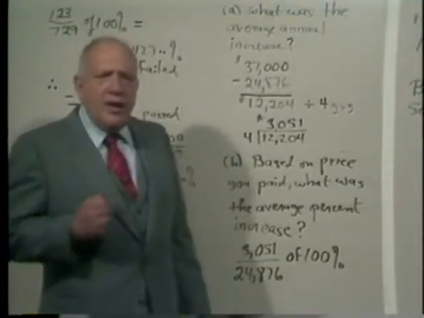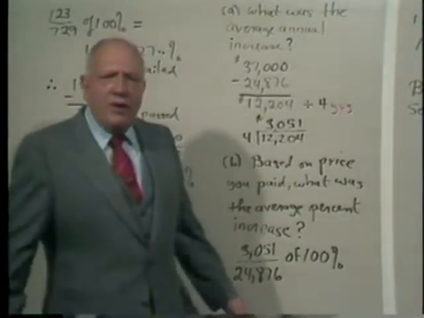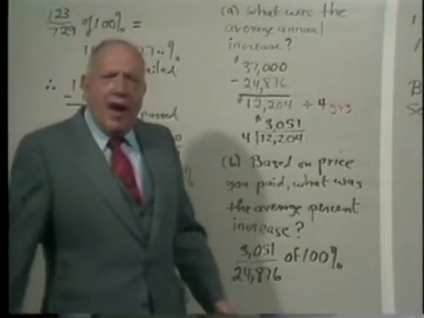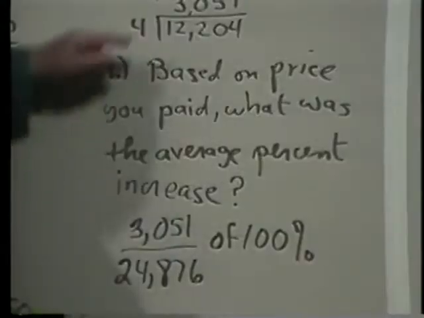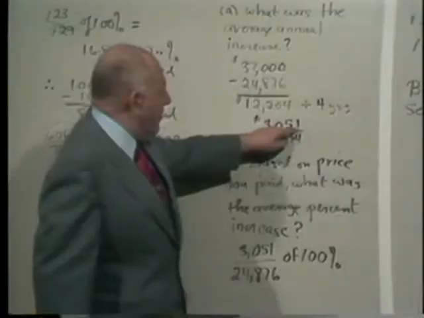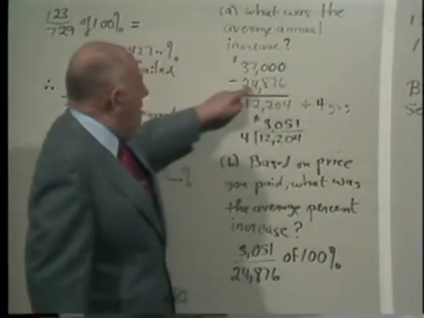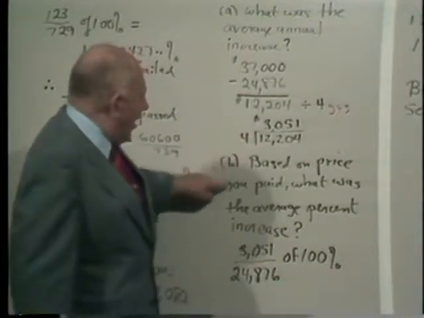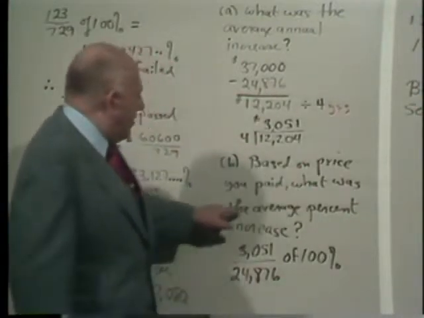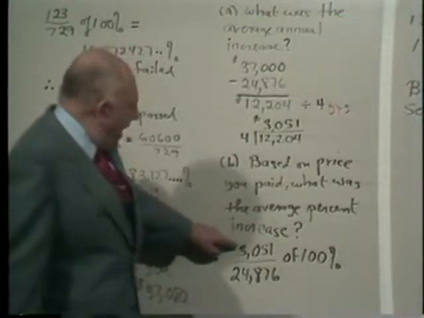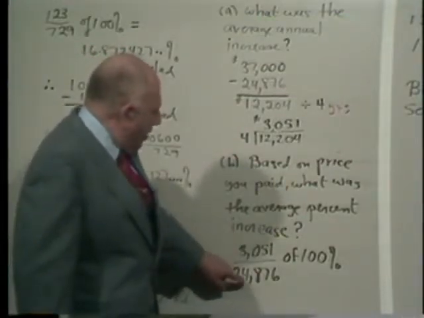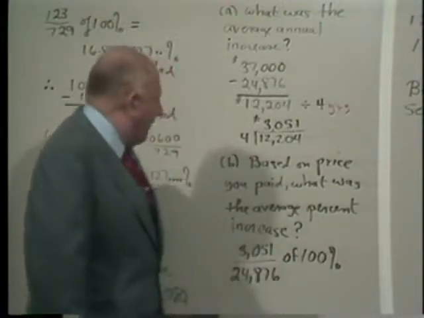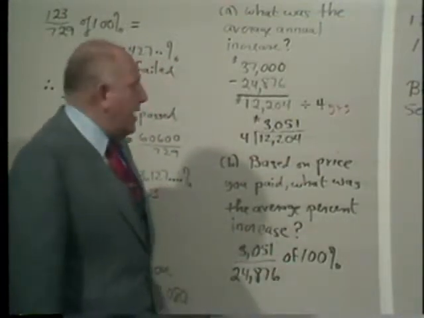But now the question is, is $3,051 a good return or a bad return? And the answer again says it depends on how much money you invested for the house. What were you making that $3,051 on? It was on an investment of $24,876. So based on the price you paid, the question says what was the average percent increase? You made $3,051 per $24,876. So I take that fractional part of 1,000, and that's going to give me the answer to the problem.